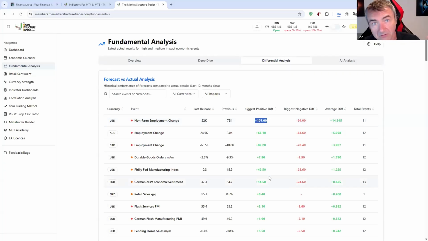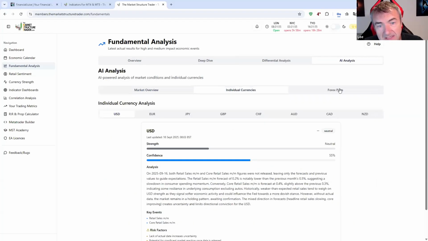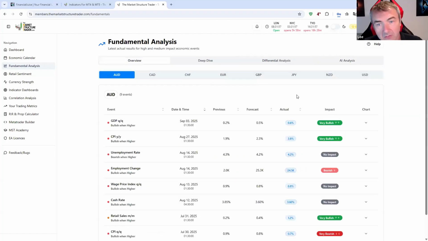If the differential was 120, for example, you're going to get a much bigger move. If that's the biggest wrong result we've ever had, and it's bigger than that, it's going to be bigger impact. And again, this is going to come back to news trading and how we're going to trade news. AI analysis is exactly the same as you get over there. So it's just somewhere you can go to access that, on the economic calendar.